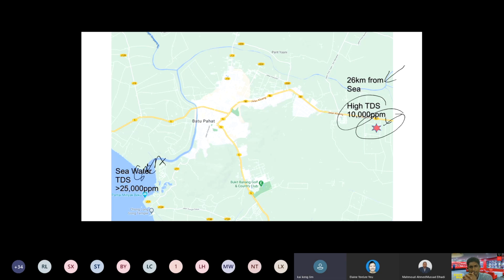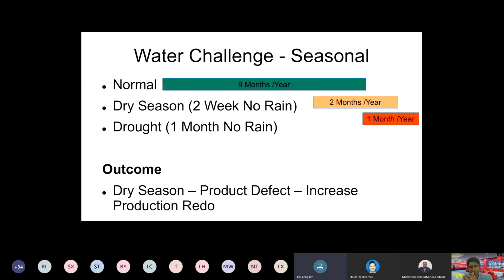So the water challenge is a seasonal effect. After some study, we realized that we have 9 months whereby we have normal water TDS, and we have 2 months of dry season, and we have 1 month which is drought season. This is the time whereby seawater contamination will actually occur at Batu Pahat area.